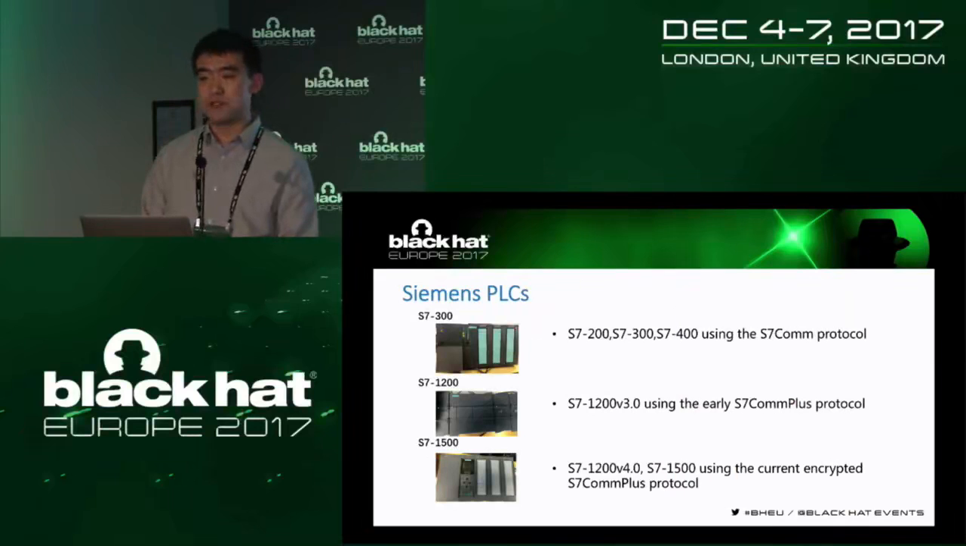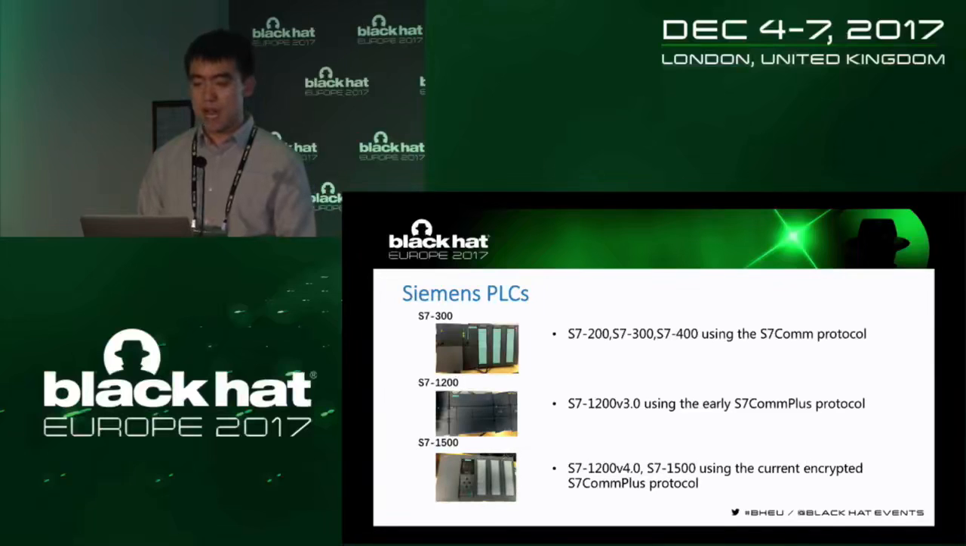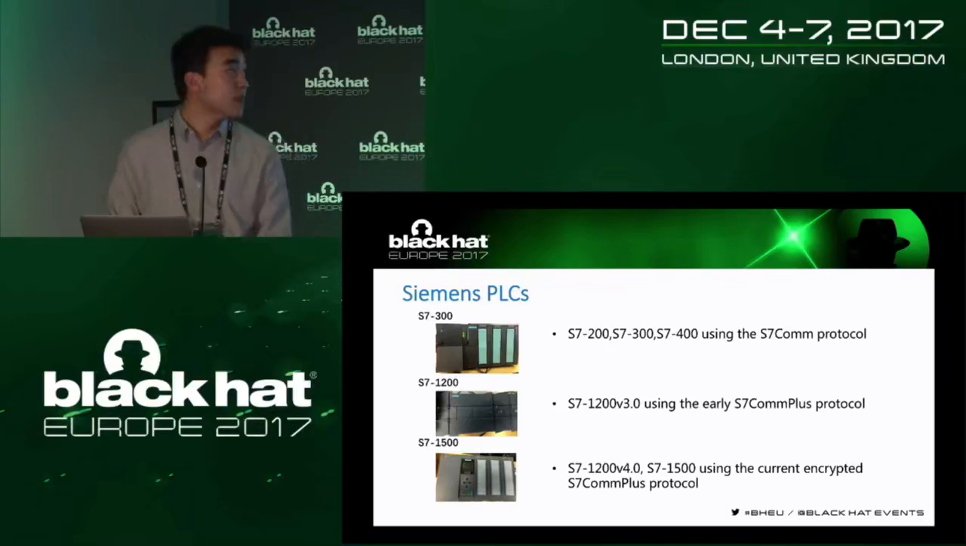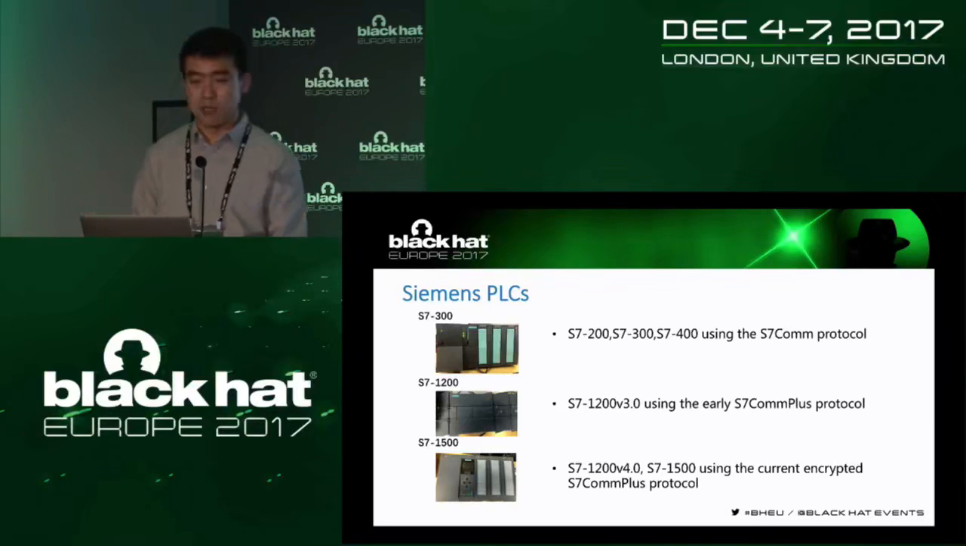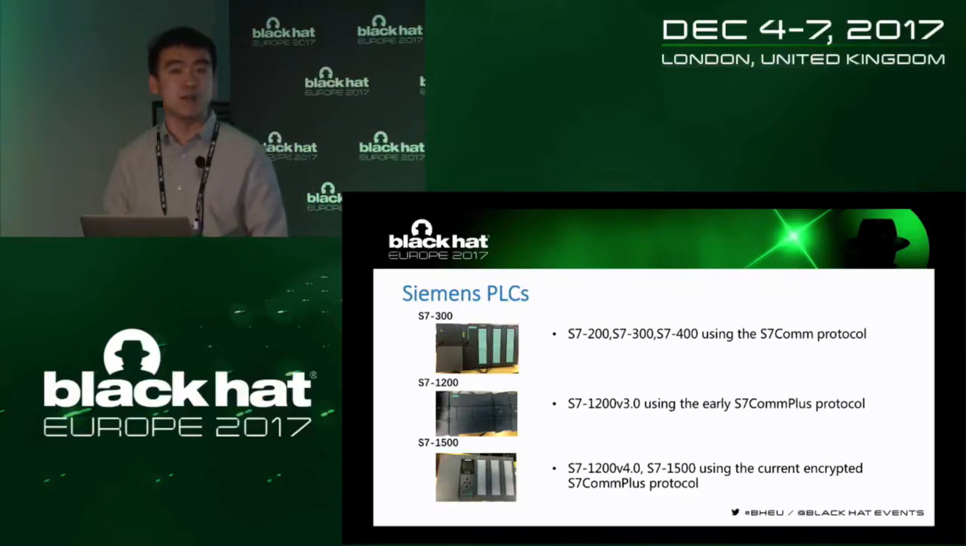According to the different protocols used in Siemens PLCs, we separate Siemens PLCs into three types. S7-200, S7-300 and S7-400 PLCs use the S7Comm protocol. S7-1200 PLCs with hardware version below 3.0 use the early S7Commplus protocol, and this protocol only has a simple mechanism to prevent replay attacks. And now the S7-1200 PLC with hardware version 4.0 and the S7-1500 PLCs use the current encrypted S7Commplus protocol.